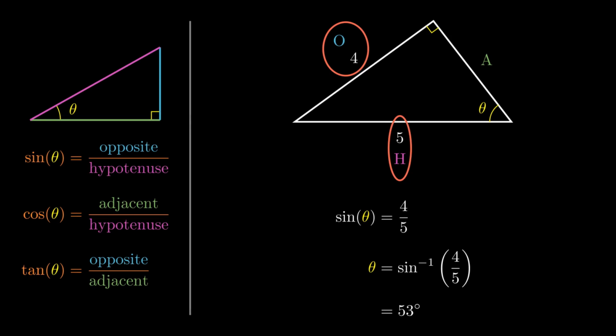We make use of these backwards sine, cos, and tan machines written with a little -1 up top, and we feed them the whole fraction. Then their job is to give back to us the angle, and that's pretty much it.